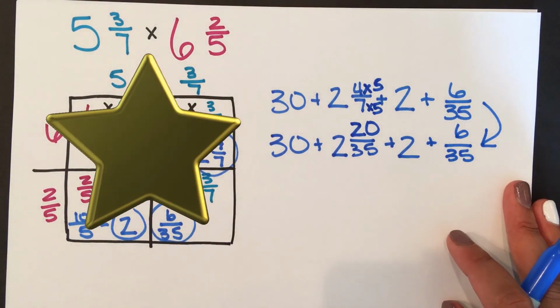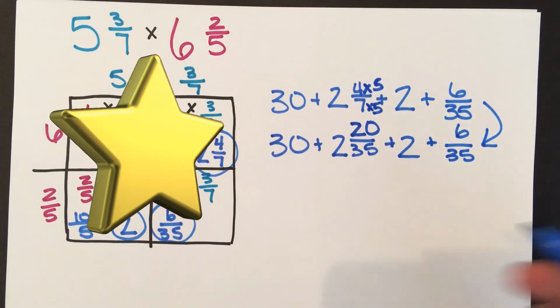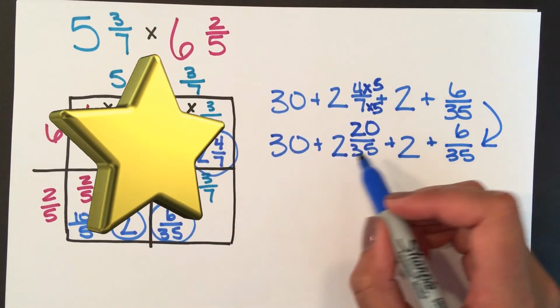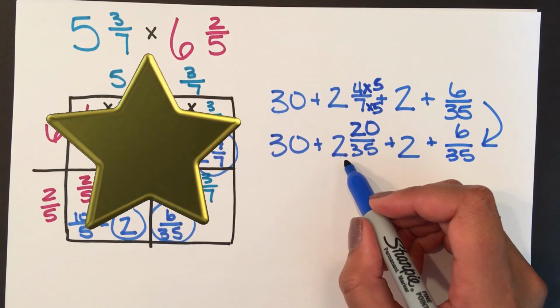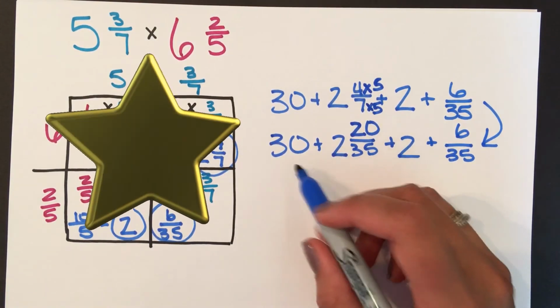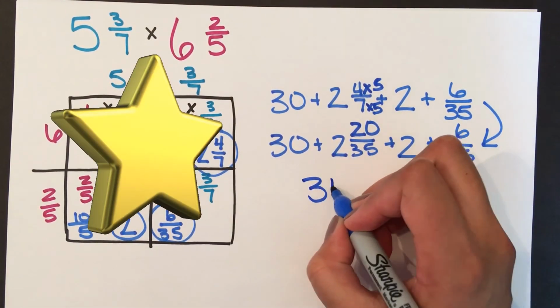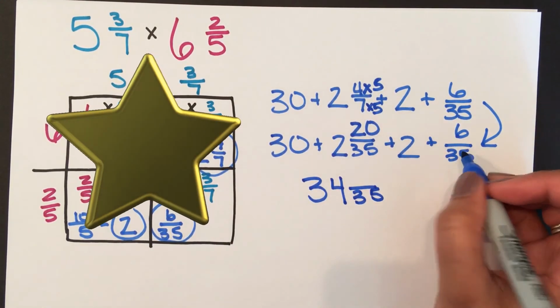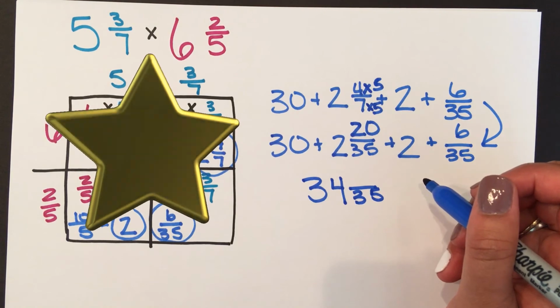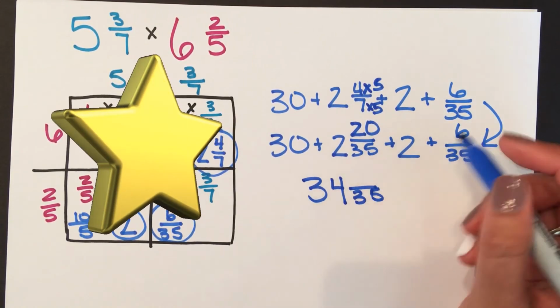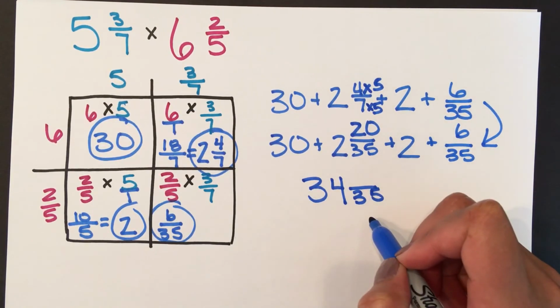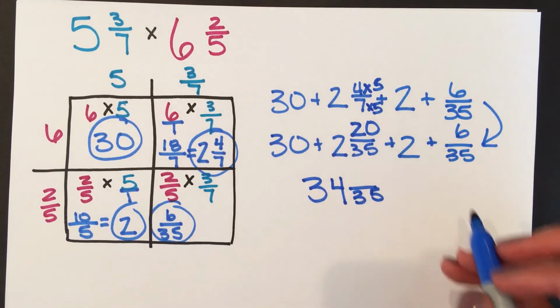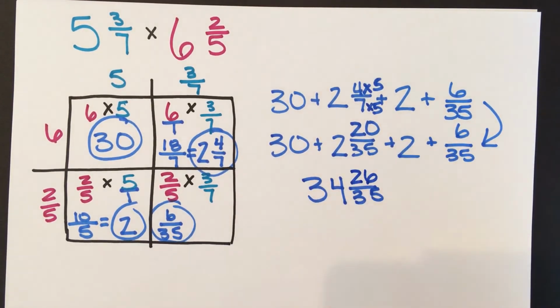Now we can add this problem up. Well, we're going to add up like terms. So we're going to add up our wholes first. We have 2 plus 2 is 4. And plus 30 is 34. Then we're going to add up our fractions. We're not going to add our denominators because that's another golden rule. We never ever add or subtract our denominators. So we're going to drop down 35. We're going to go 20 plus 6 is 26.